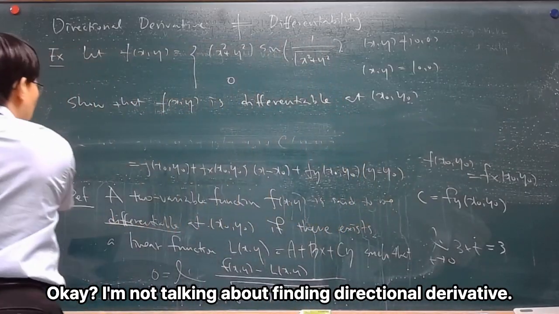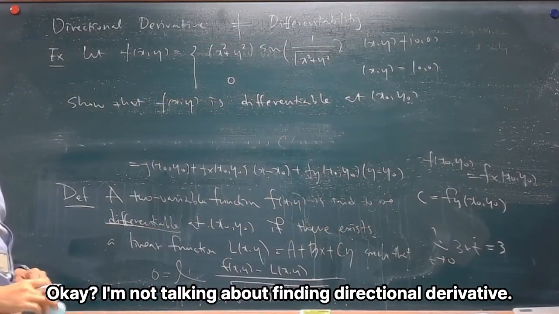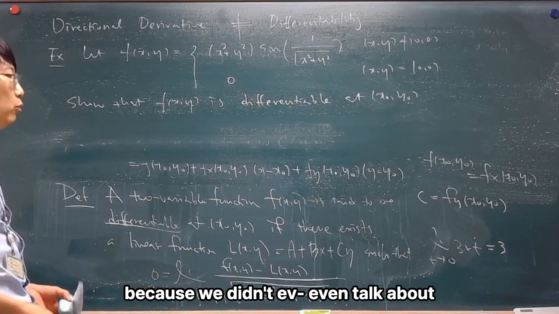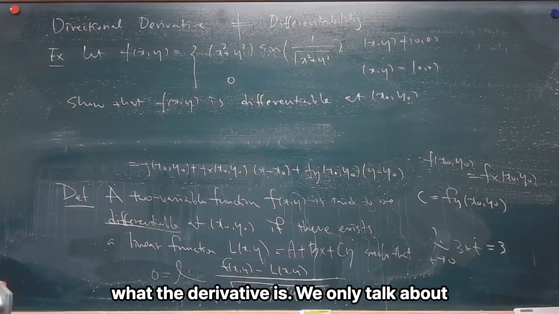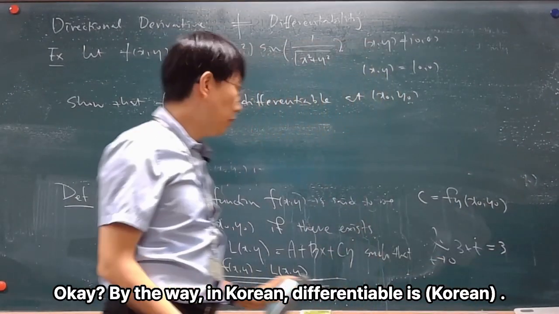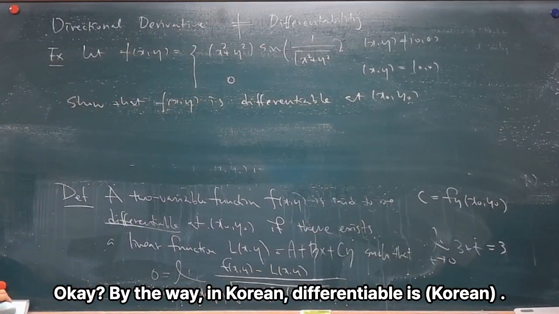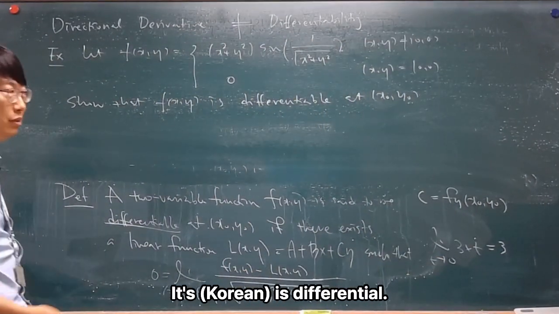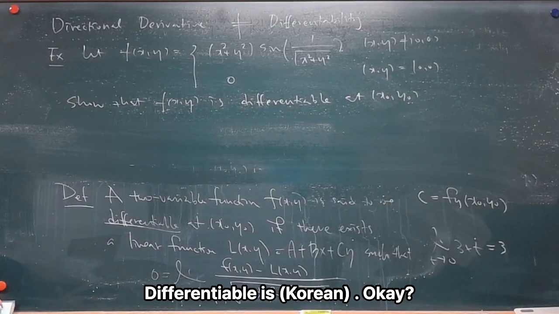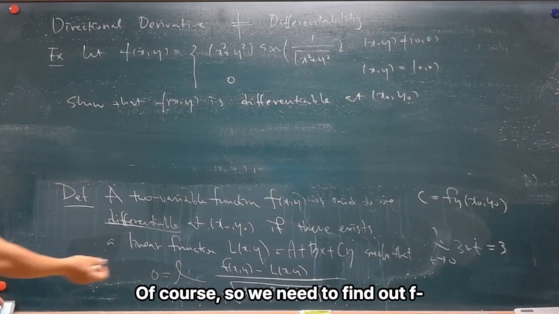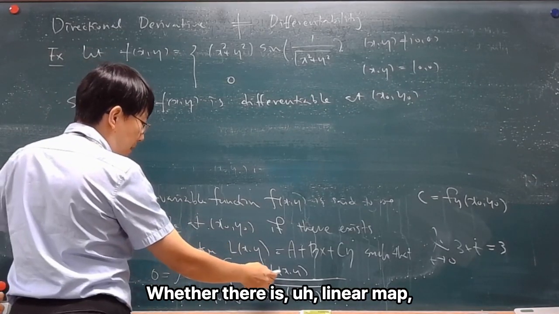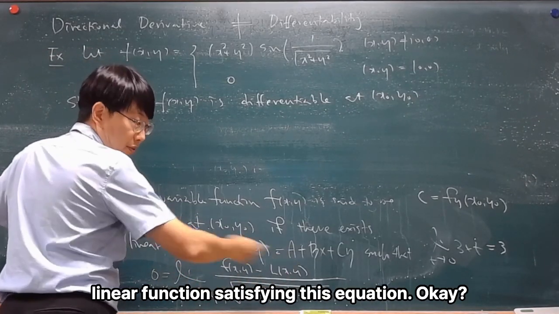Okay? I'm not talking about finding the directional derivative. I'm not talking about finding the derivative, because we didn't even talk about what the derivative is. We only talk about whether it's differentiable or not. Okay? By the way, in Korean, differentiable is 미분 가능. It's not 미분. 미분 is differential. Differentiable is 미분 가능. Okay? So how do we show that? Of course, we need to find out whether there is a linear map, a linear function, satisfying this equation.